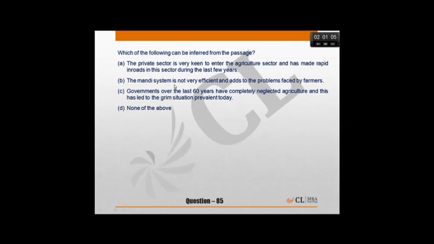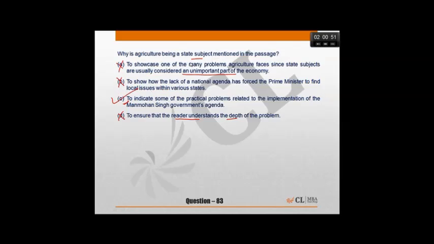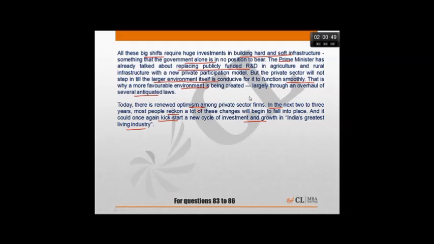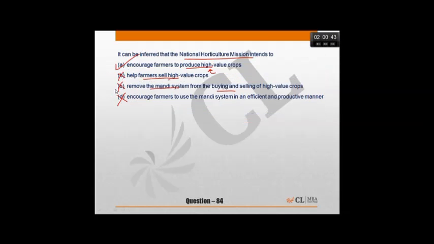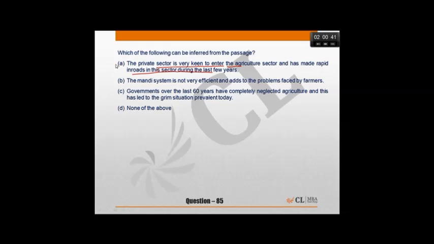Which of the following can be inferred from the passage? The private sector is very keen to enter the agriculture sector. It is very keen to enter, I'm not sure, and has made rapid inroads in the sector. No, it has not, I don't think so, but let me still check. Okay. Private sector will not step in, on the contrary, till larger problems are rectified. So A cannot be the answer.